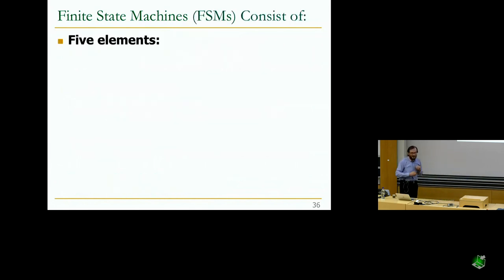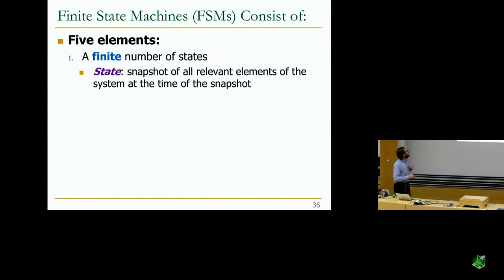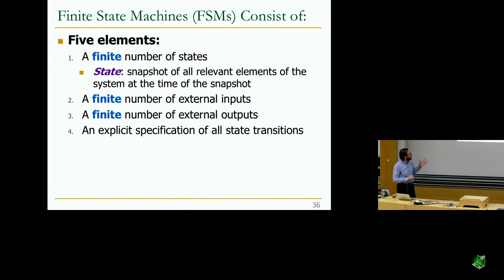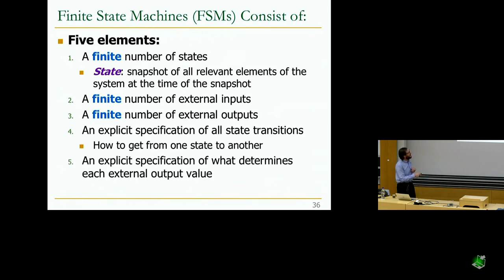So what does it consist of? It consists of 5 elements: a finite number of states. It has to be finite, like the algorithms we talked about earlier, right? The state is the snapshot of all relevant elements of the system at the time of the snapshot; a finite number of external inputs; a finite number of external outputs, hopefully these are clear; an explicit specification of how you transition from one state to another, that's essentially called a state transition; and an explicit specification of what determines each external output value. So if you have all of these, you have a finite state machine.